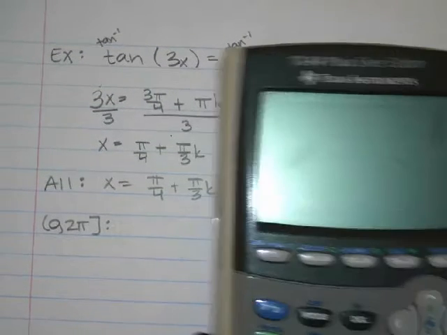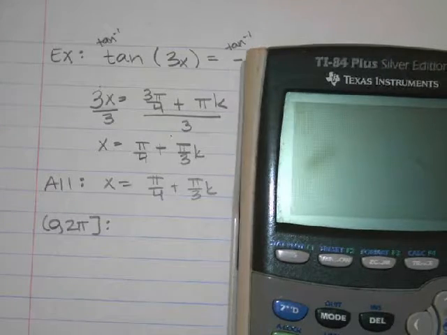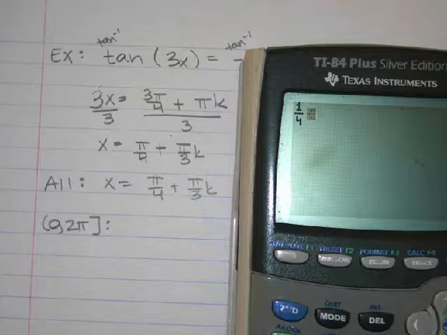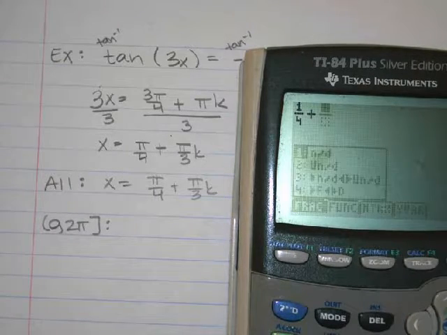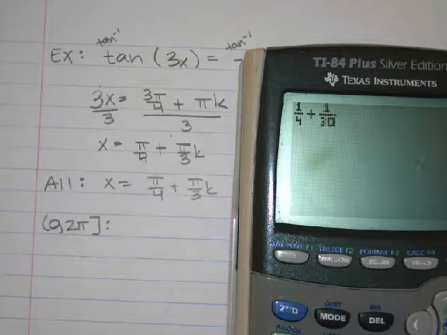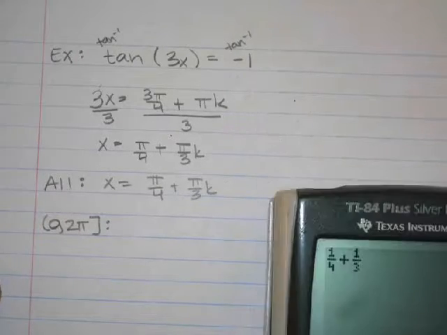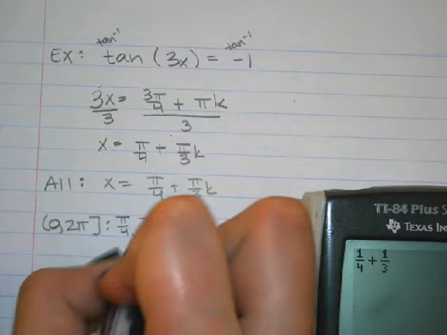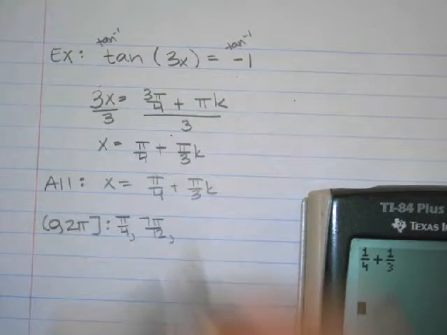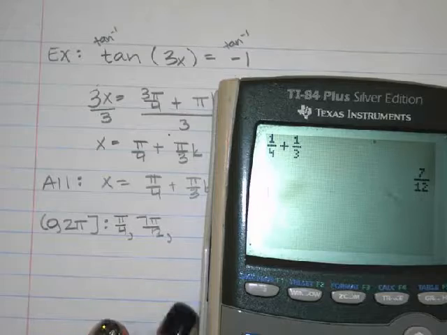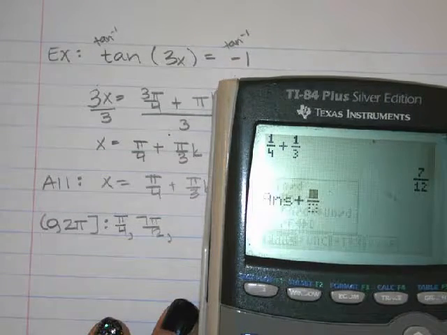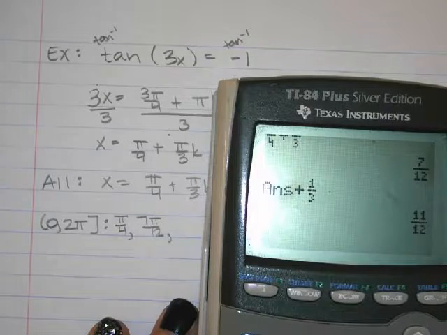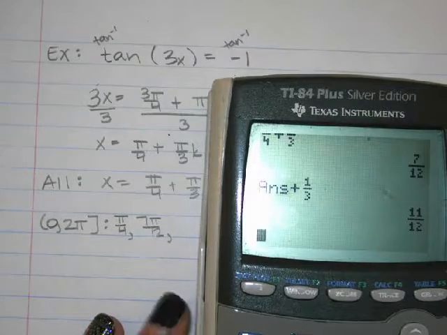Okay, so on my calculator, I'm going to type 1/4 plus 1/3. Okay, I get 7/12, so I've got pi fourths, and I've got 7 pi 12ths. Okay, and then I'm going to add 1/3 again. All right, so we've got 11 pi 12ths.